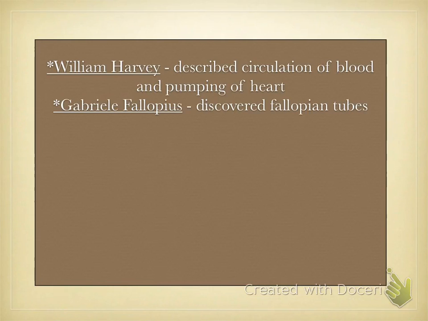There was a lady, Gabrielle Fallopius. She found the fallopian tubes. What are the fallopian tubes? The little thing. Right. I'm so glad that you weren't afraid to say it.